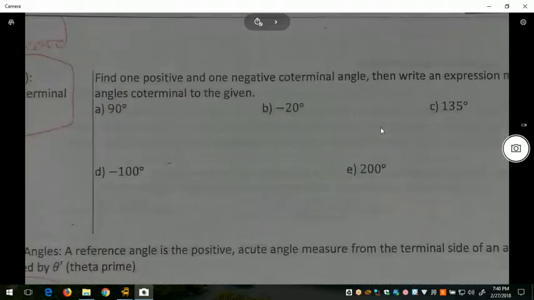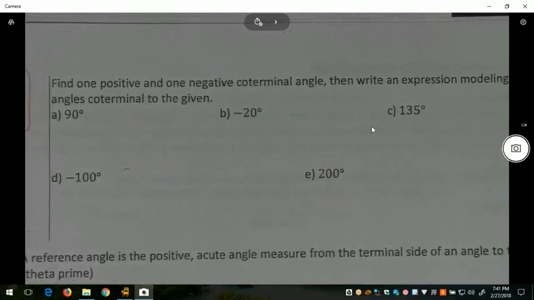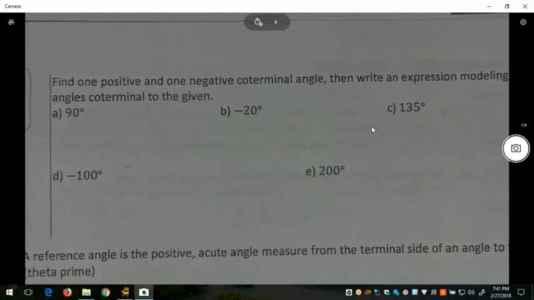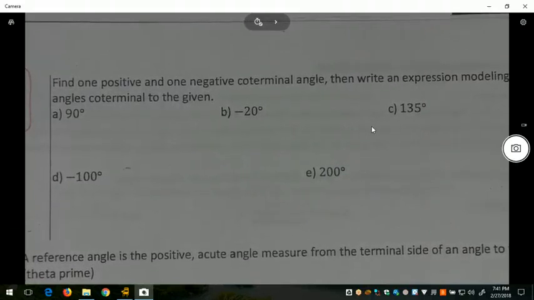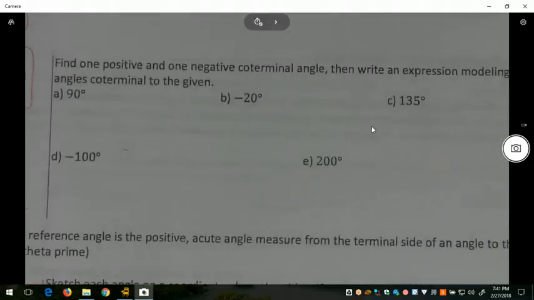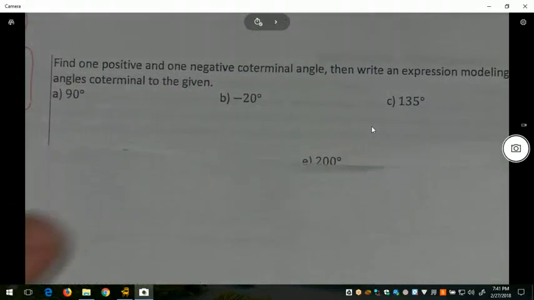And when we do this, it's supposed to be at least within one rotation from it if possible to keep us consistent, but it could be more rotations than that. And then write an expression modeling all angles coterminal to the given. Well, when I'm talking about rotations, I'm talking about going around 360 degrees, spinning around 360 degrees.